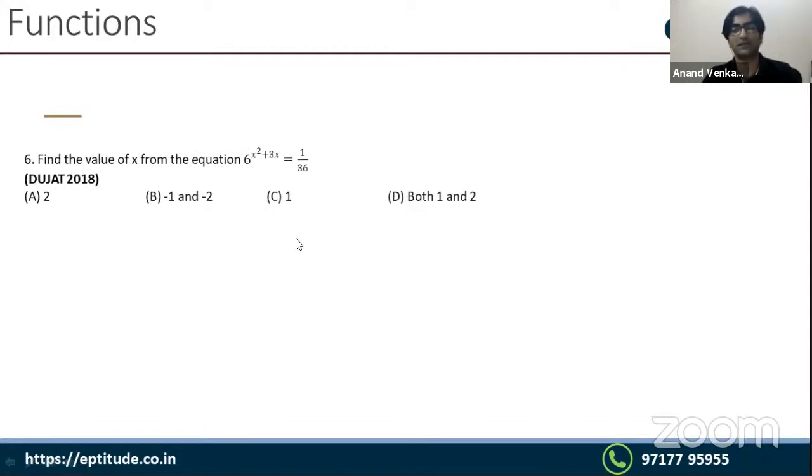Question number 6. Okay, exponents का question है. 6 to the power something is equal to 1 by 36. और ये देखते ही समझ में आ रहा है, ये होगा 1 by 6 to the power 2. और जब ये रेसिप्रोकल होता है किसी भी एक्सपोनेंट का, I know that it will be equal to negative power of the exponent. So 1 by 6 power 2 should be 6 power minus 2.